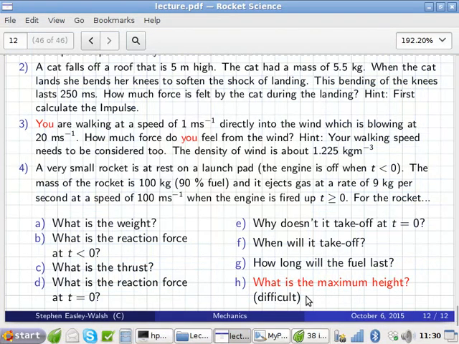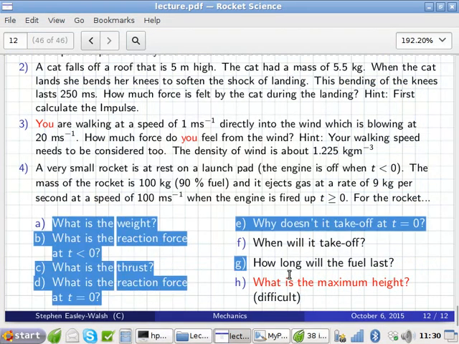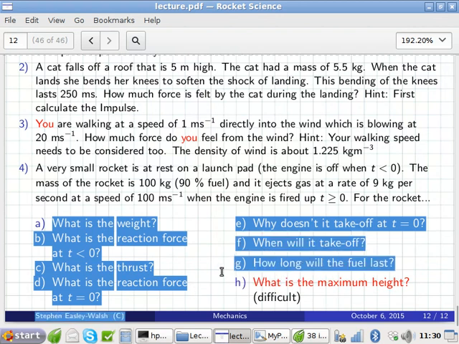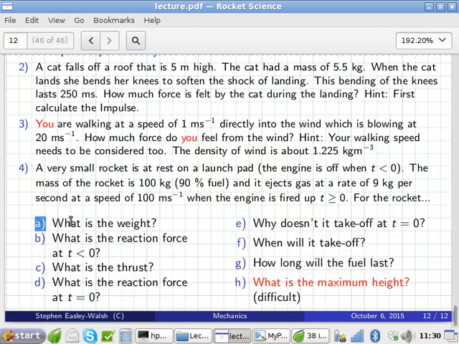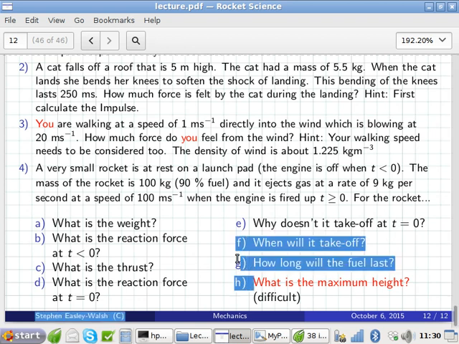Now, this question is long and it's difficult, but parts A to F will be what you would get in the exam. Grace, are you listening? What did I just say? Parts A to F is what you get in the exam. Parts G and H are a little bit too difficult for the exam, but we'll do them anyways, okay? Right, so the first question is, what is the weight?